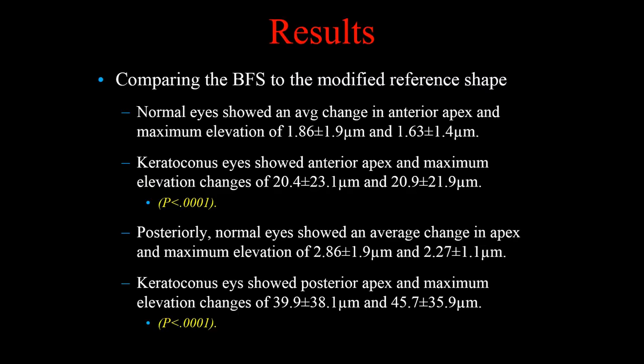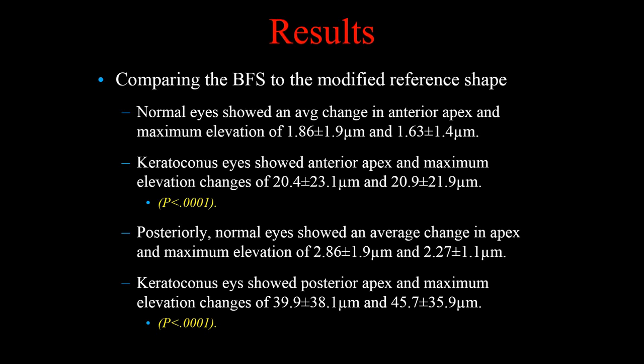When we actually looked at what the change was going from the standard best fit sphere to the enhanced reference surface, it turns out that the magnitude of that change was highly statistically significant, separating normals from abnormals. And that's really a big part of what the left side of the BAD display is. Normals showed very little change, only on the order of about 2 microns on the anterior surface, while ectatic eyes showed about 20 microns of change. And the posterior surface was even more prominent. Normals had less than 3 microns of change, while abnormals had roughly 40 microns of change.